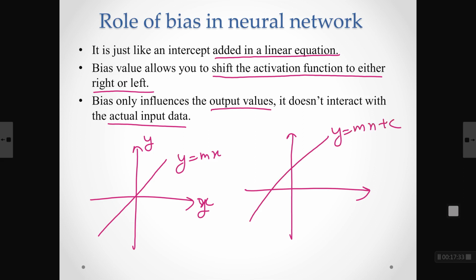So similarly, here the equation is centered at 0, and here the equation changes. The line with the equation changes because of this intercept, the y-intercept, which is c. Similarly, what we have seen is that the activation function which was centered around 0 will be changed here in this particular case.